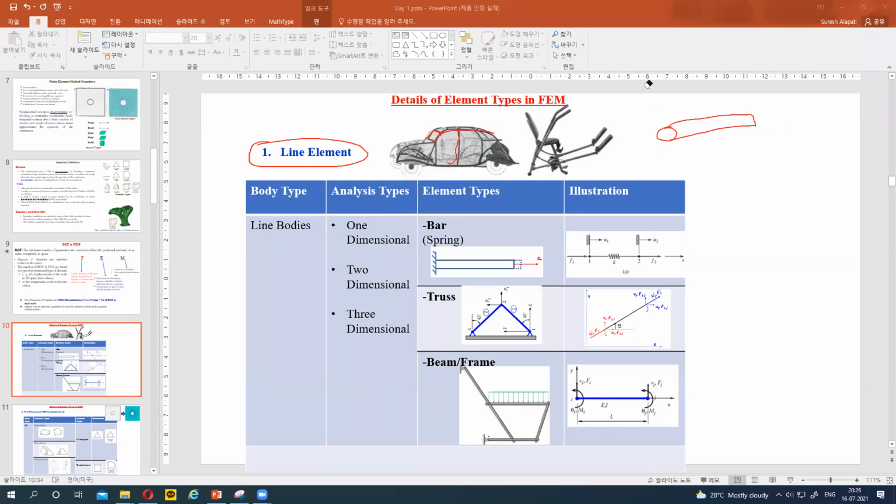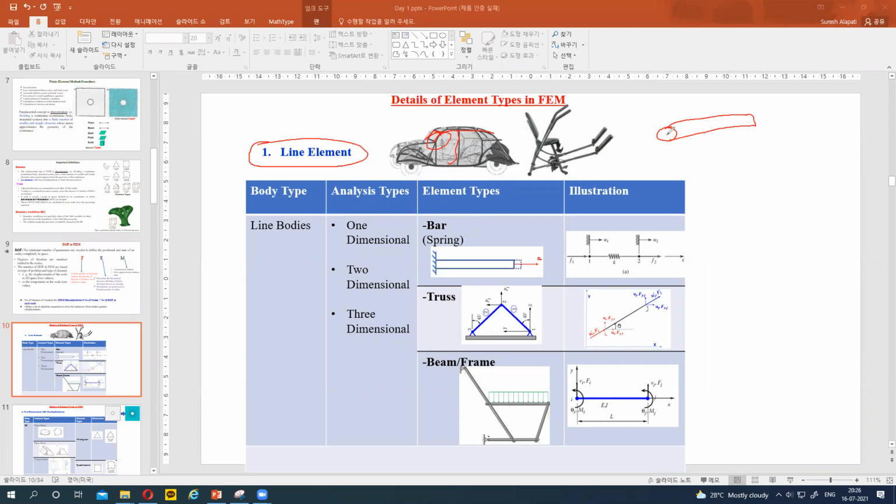Let's consider this one, a portion. Okay, a 3D body. What we are doing when we consider a line element or beam element depends on the problem. There is a difference between bar and truss, and line elements are of 3 types. I will explain what those are.